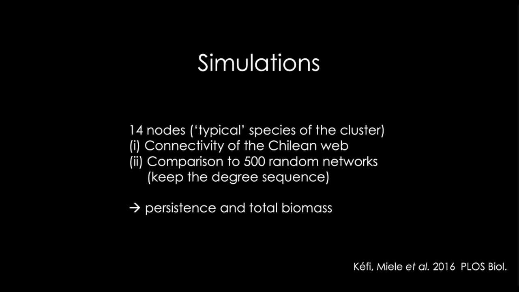This means that in the randomized networks, the species or the nodes are involved to the same extent in the different interaction types, but not with the same partners. So it's a very constraining kind of null model. And at the end, we measure how many species survive, how many nodes survive, and what's the total biomass.